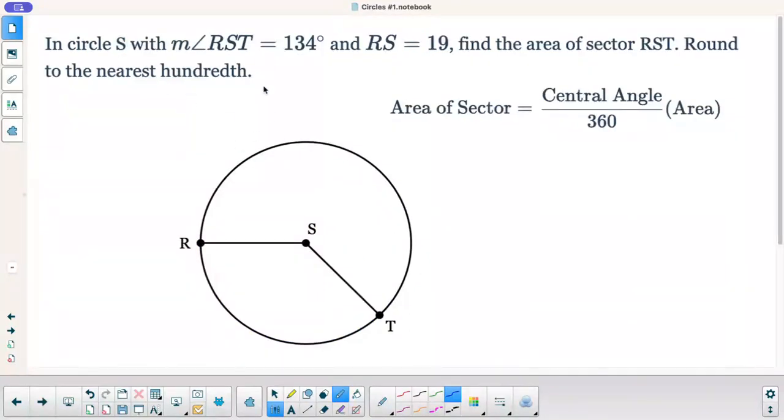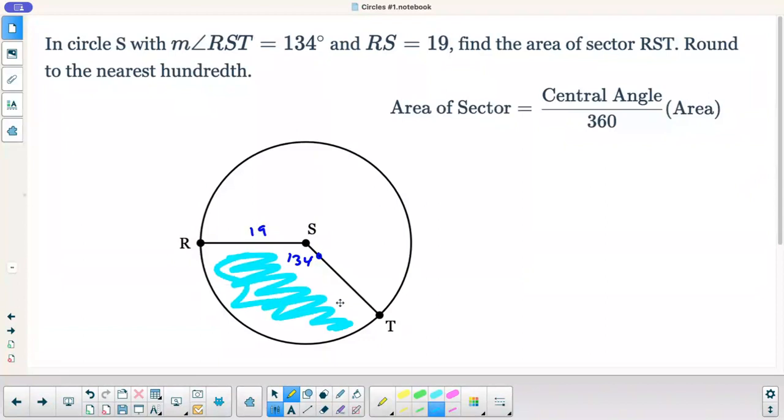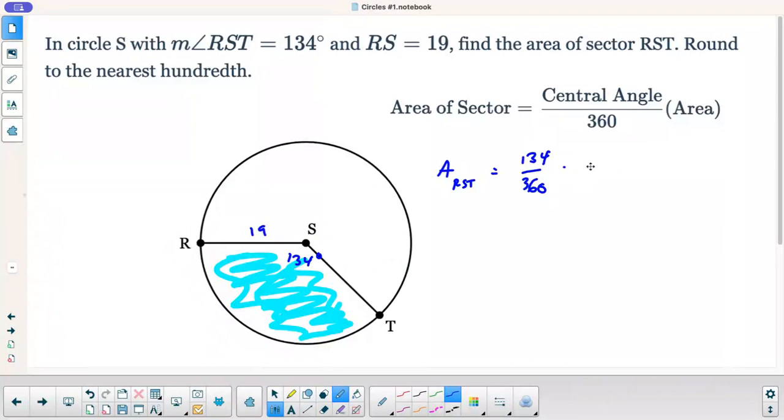All right, in circle S, the measure of angle RST is 134 degrees. RS is 19. Find the area of this sector. So we're looking for the area of this piece of the pie right here. Okay, so again, same thing. The area of sector, I'll just put RST as a subscript, is 134 out of 360. That's the fraction of the circle, times pi times radius squared, round to the 100th.